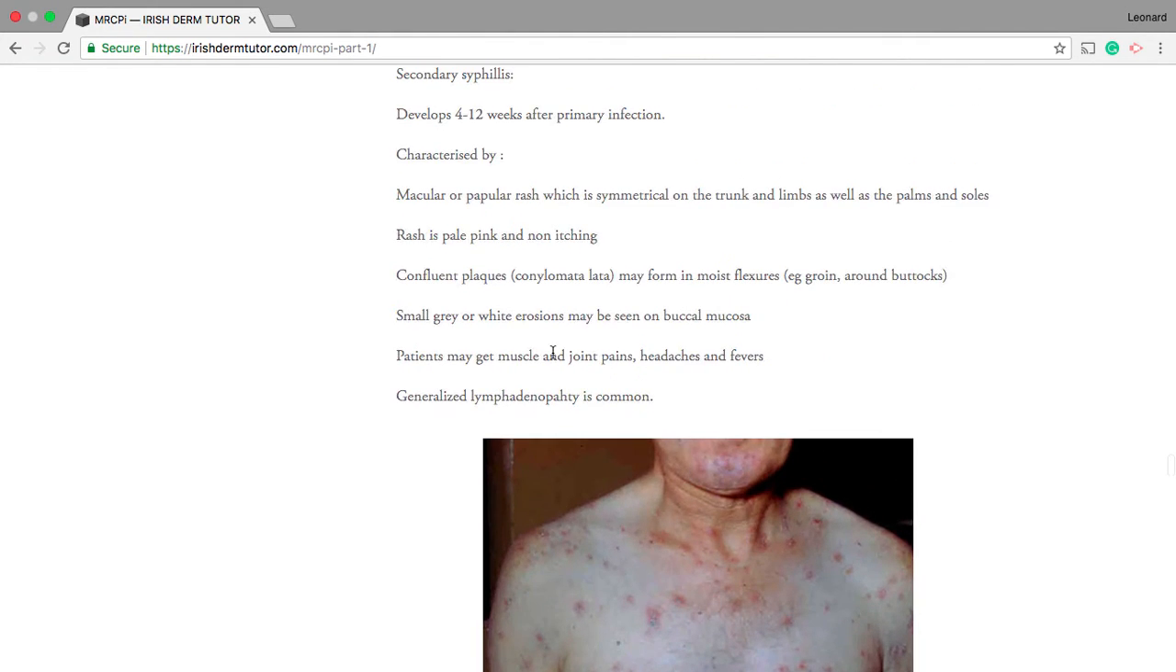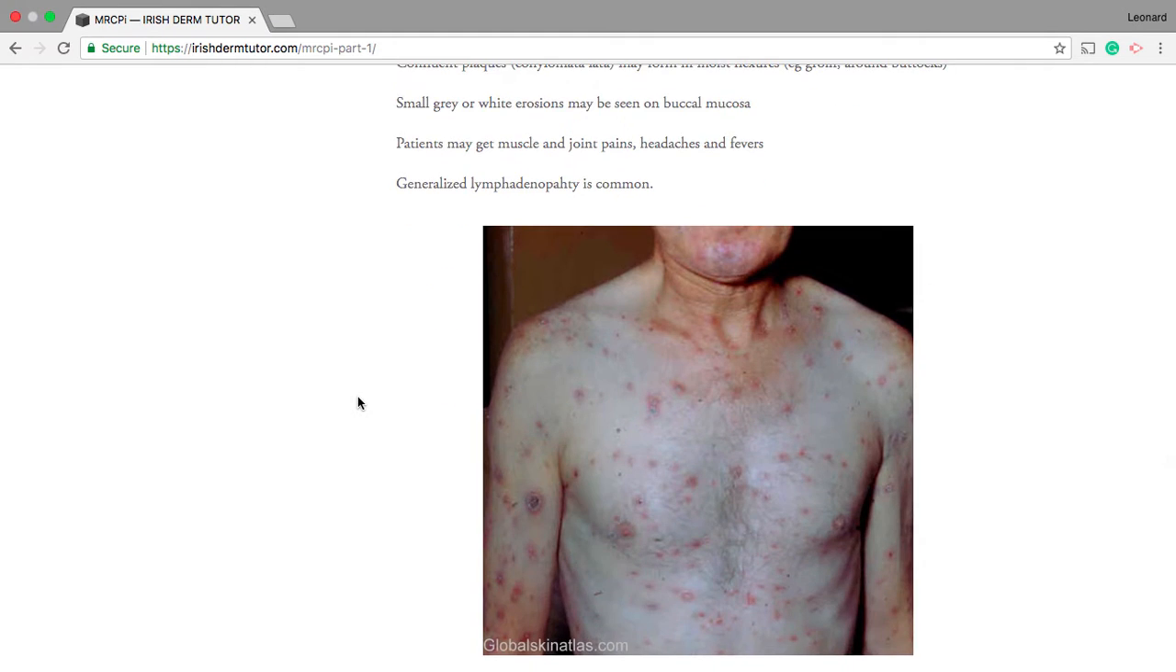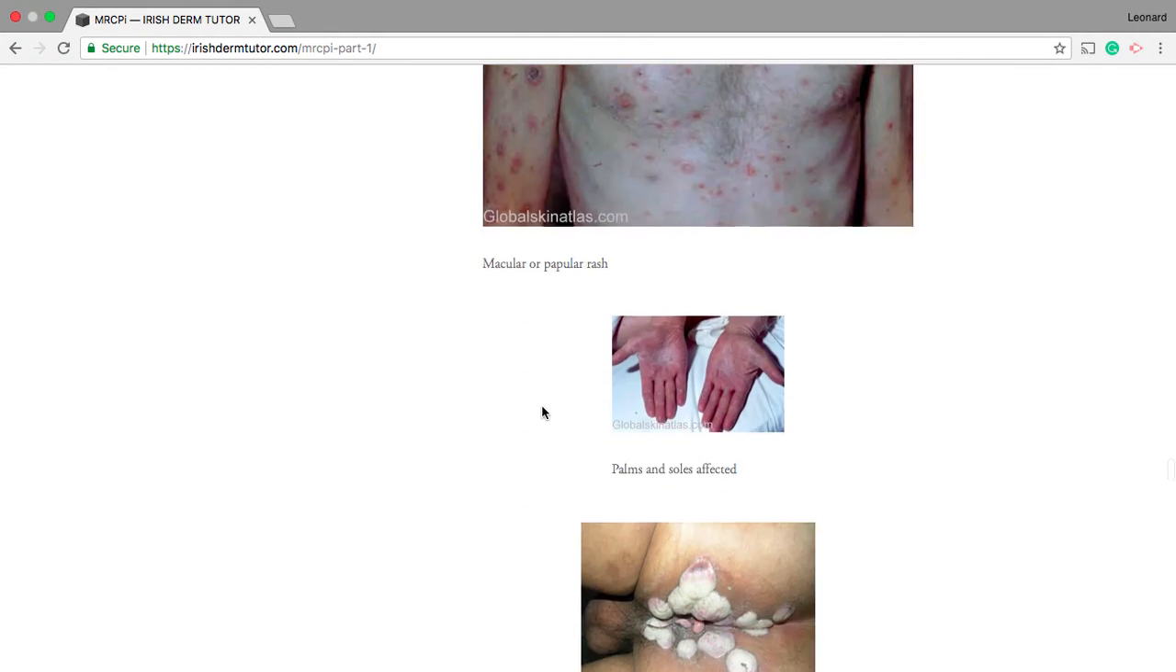And also patients can get, which unfortunately I don't have an image of here, small grey or white erosions which are seen on the buccal mucosa, and they often look like the tracks that are left after a snail has gone by, and they're often called snail track ulcers. And patients can be unwell enough that they get muscle and joint pains, headaches and fevers in this secondary phase of syphilis, and generalized lymphadenopathy is quite common as well at this stage.